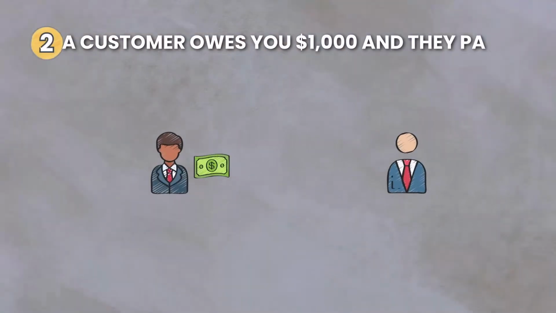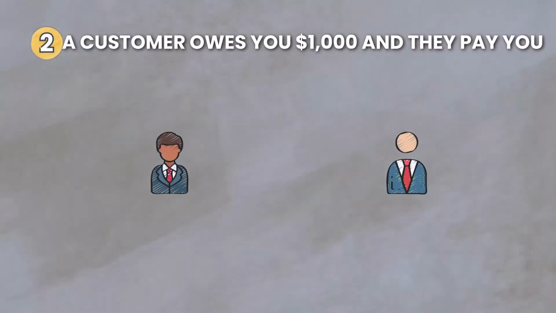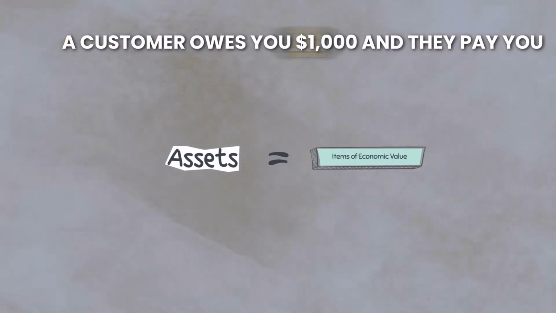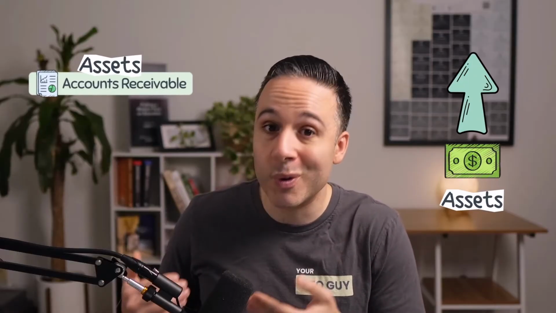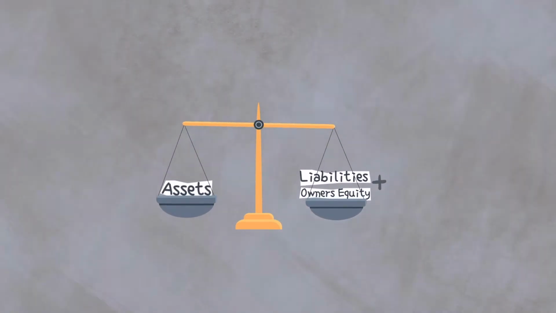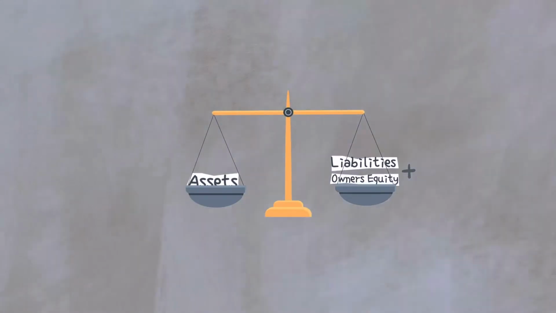Example number 2, let's say a customer owes you $1,000 and they pay you. Amounts owed from customers are called accounts receivable, which is an asset since it's an item of economic value. So when a customer pays you, your cash, which is also an asset, will go up, and your accounts receivable, which is another asset, will go down. Assets cancel out to 0, liabilities and owner's equity are unaffected. They remain at 0 too. So assets again equals liabilities plus owner's equity.